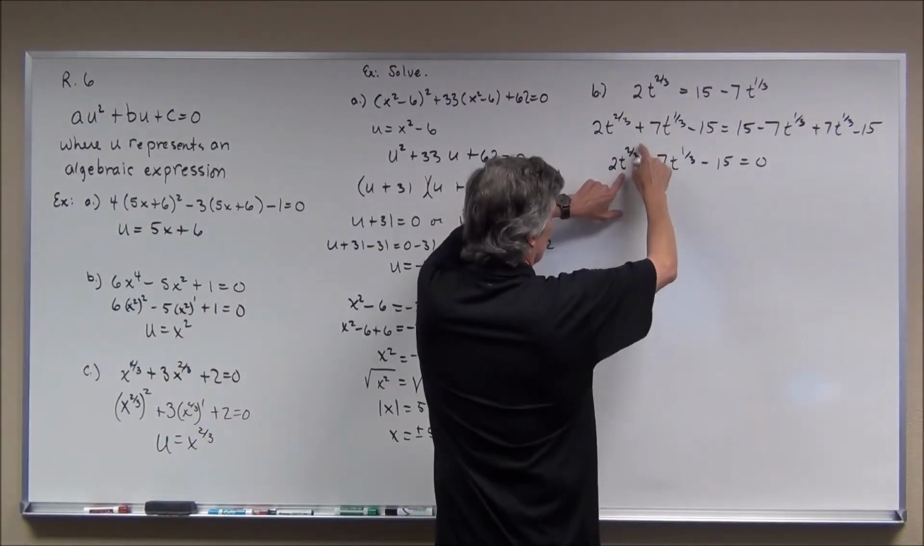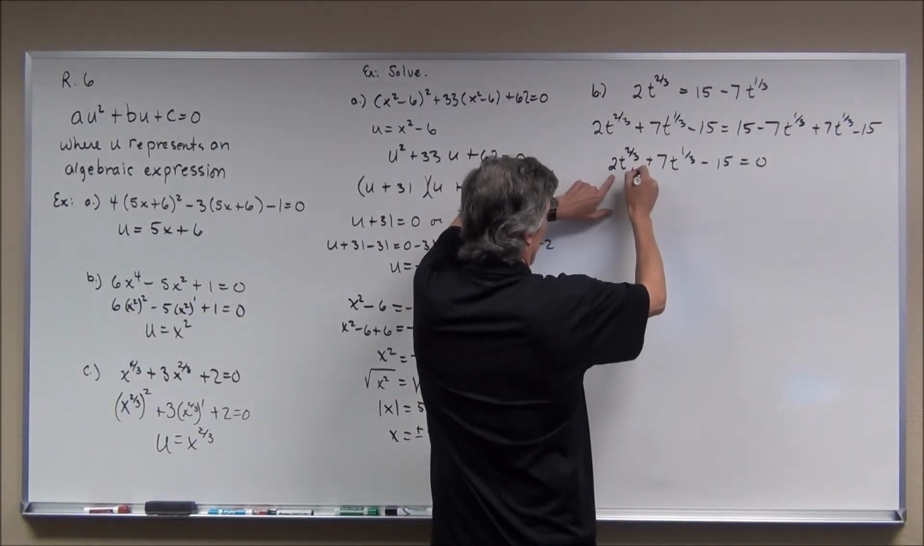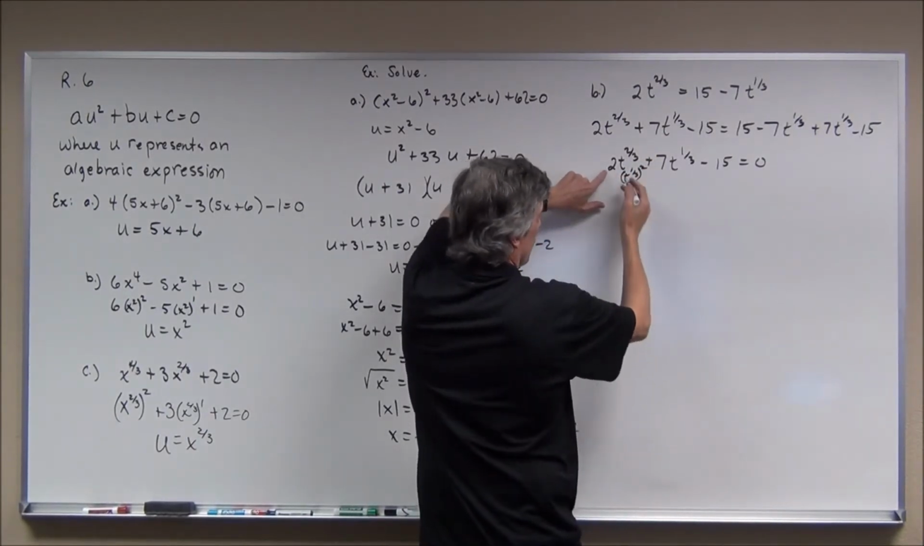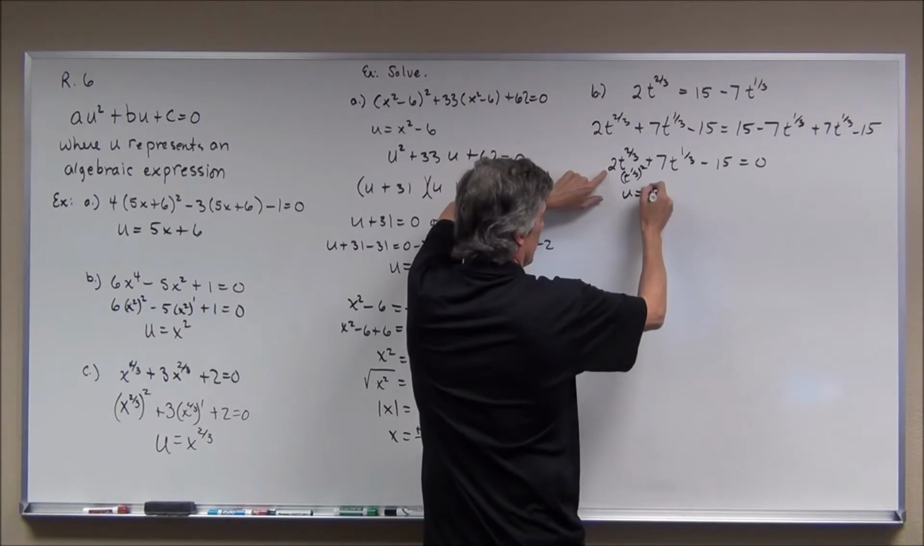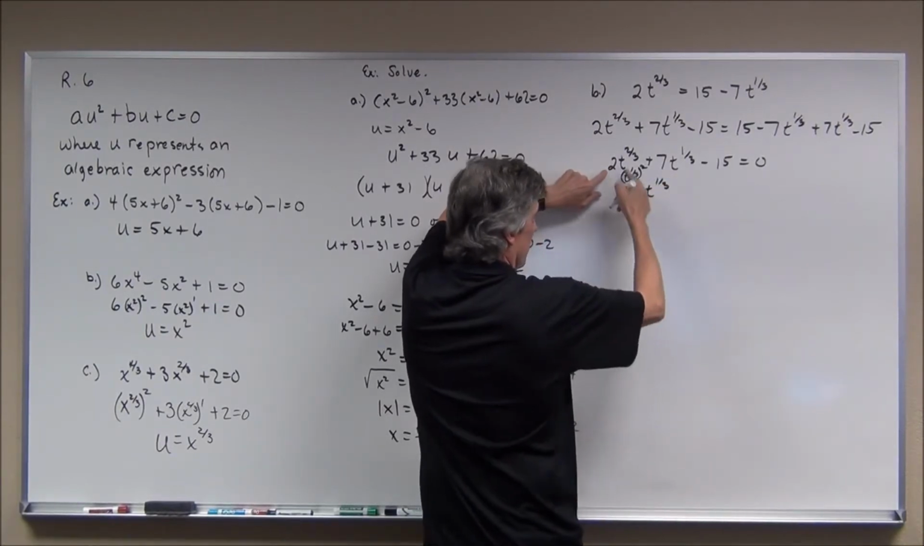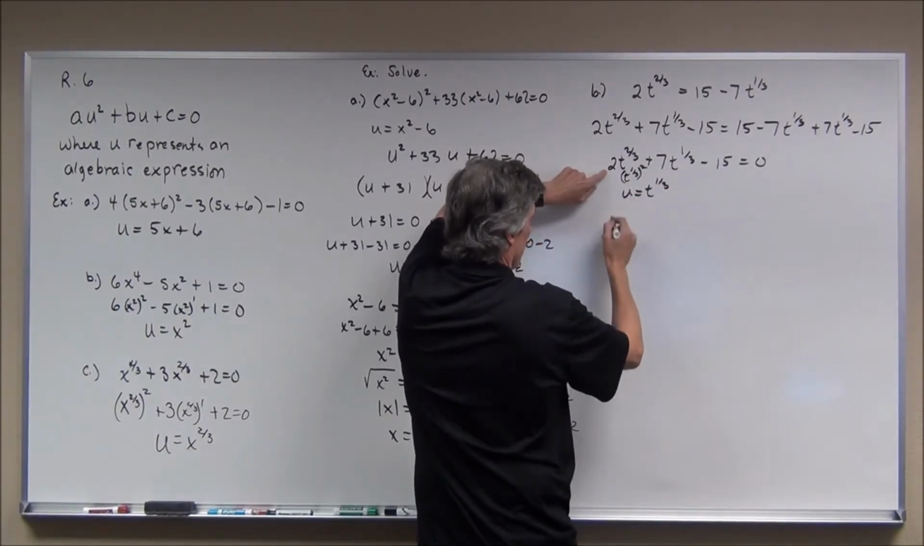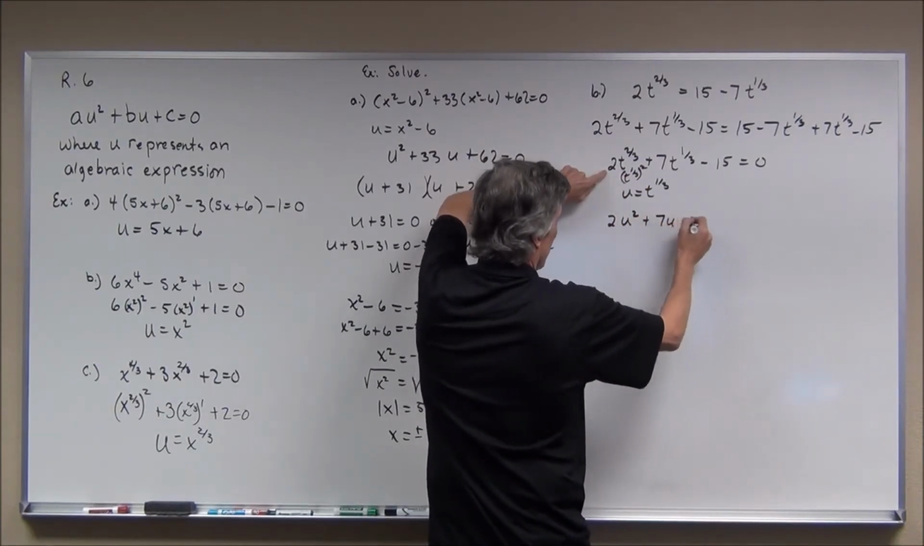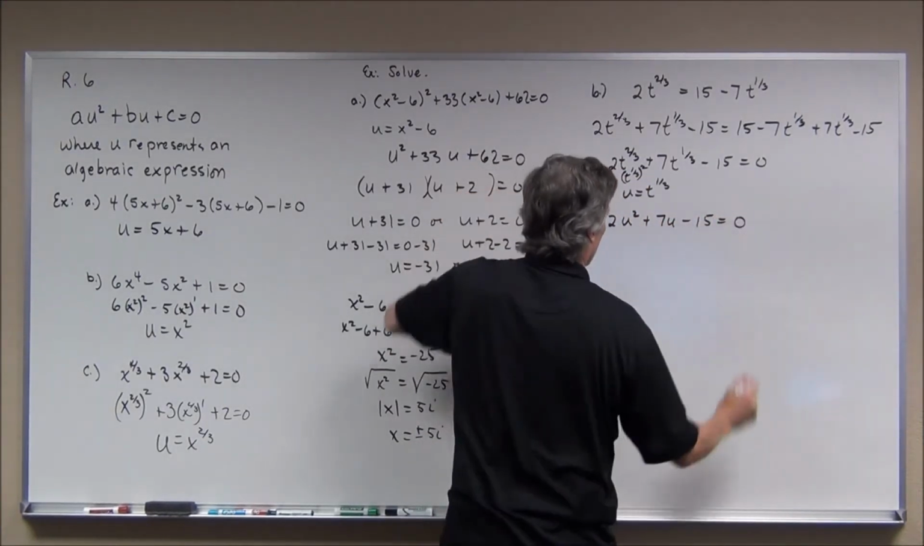Well, I think very similar to what I had here in this example, t to the 2/3 can be thought of as t to the 1/3 squared. There we go. So I'm going to let u equal t to the 1/3, and I'm going to make my substitution. So I'm going to have 2u to the second power plus 7u minus 15 is equal to 0.